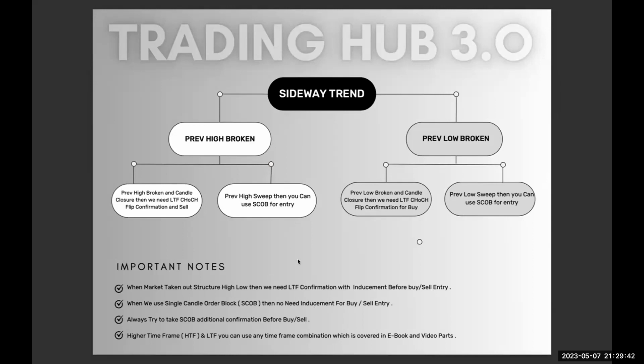Higher time frame and lower time frame, you can use any time frame combination, which is covered in the ebook and video part exactly. This can be used in different time frames, right? This is not applicable to only one time frame. It can be applied to every time frame combination, like 15 minute as a higher time frame and 1 minute for entry. If you are using H1 as the higher time frame, 5 minute for entry. If you are using 4 hour as a higher time frame, 15 minute for entry. Daily, and then 1 hour.